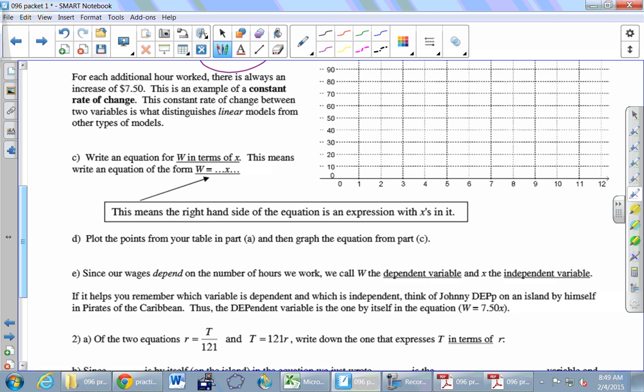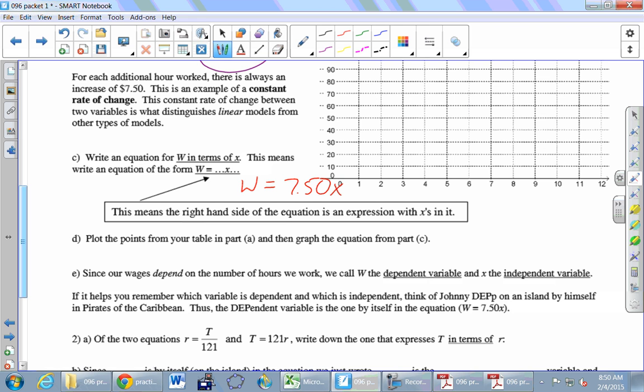We'll go to Steve. And then some stuff with X's in it. That's my way of informally writing stuff with X's in it. Okay, so W in terms of X means W equals, all right, something with X in it. Remember, X is the number of hours. 7.50 times X, right? That's exactly what we did in the table, right? We took 7.50 and we multiplied it by the number of hours every time.